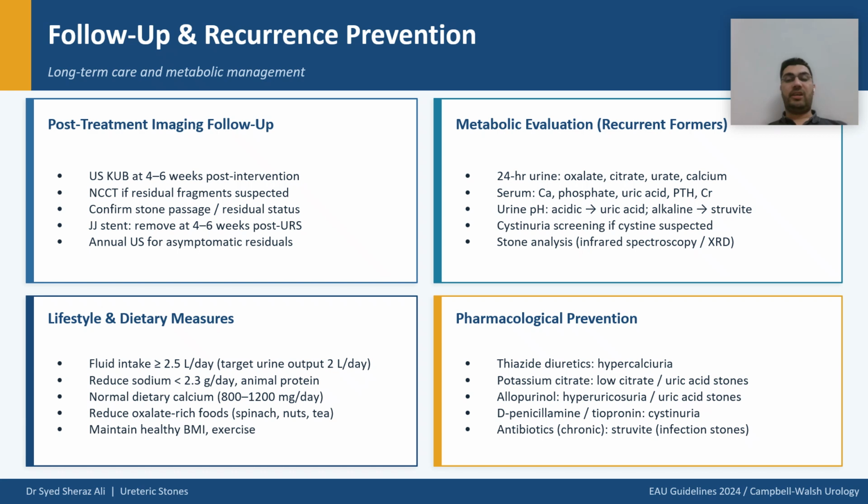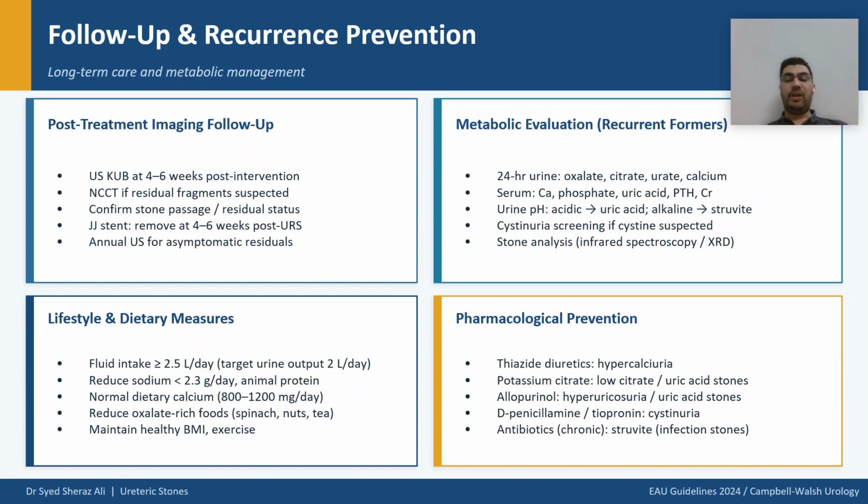Lifestyle and dietary advice. These include fluid intake of at least 2.5 liters per day. Targeting a urine output of 2 liters per day is the single most effective intervention to prevent recurrence. Reducing sodium and animal protein reduces urine calcium and uric acid excretion. Dietary calcium should be kept normal, around 800 to 1200 milligrams per day, as restricting calcium paradoxically increases oxalate absorption. Foods rich in oxalate, such as spinach, nuts, chocolate, and tea, should be moderated in calcium oxalate stone formers.